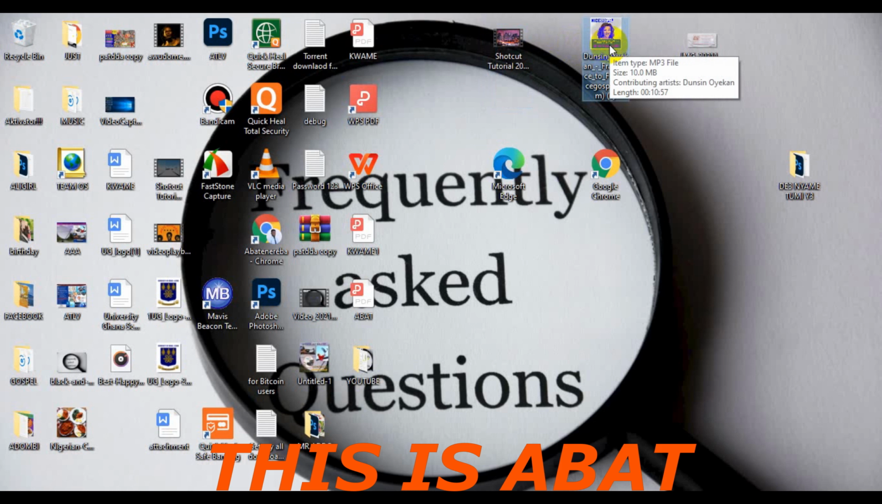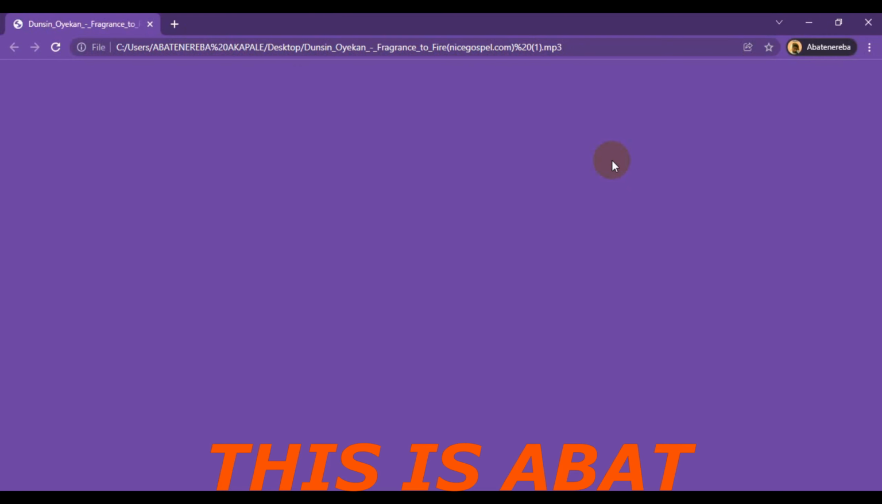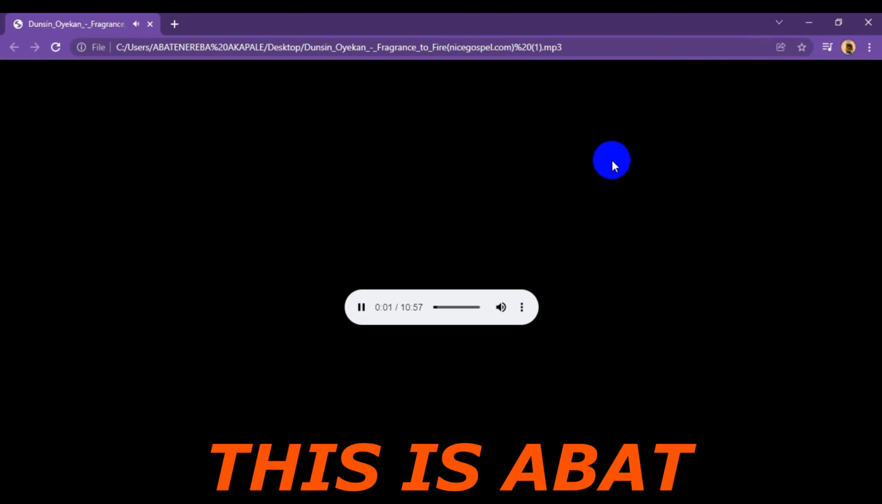So, I have two browsers. I have the Microsoft Edge and then the Google Chrome. I just drag my music onto this one. See, miracle. Miracle is about to happen. It's playing. Once it was playing, you have your music playing.